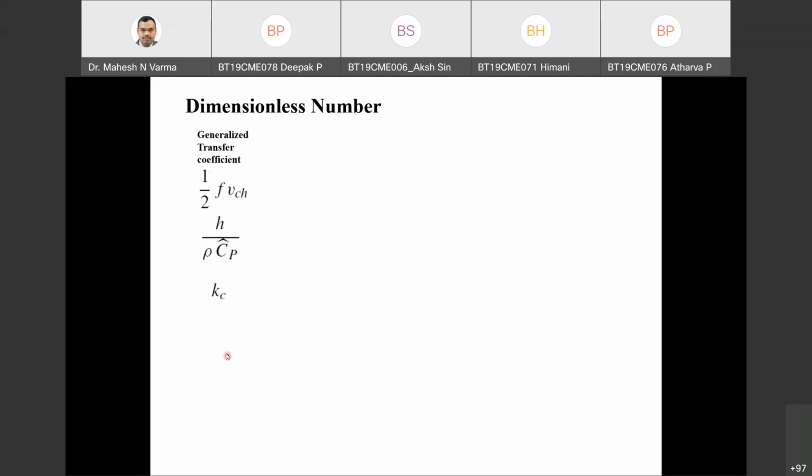Now you can see what is the unit of mass transfer coefficient. Here, roll number 10. Yes, sir. What is the unit of mass transfer coefficient?